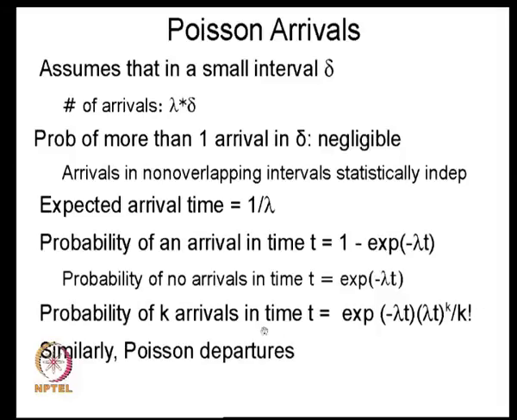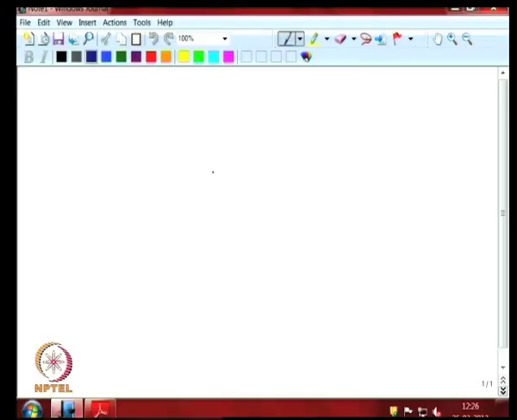So I am not going to go into too much detail, but generally Poisson arrivals are assumed, and similarly we can also, basically because you have this independence of non-overlapping intervals, and that simplifies analysis. Similarly you can think about departures also. So what we are looking for is the following.